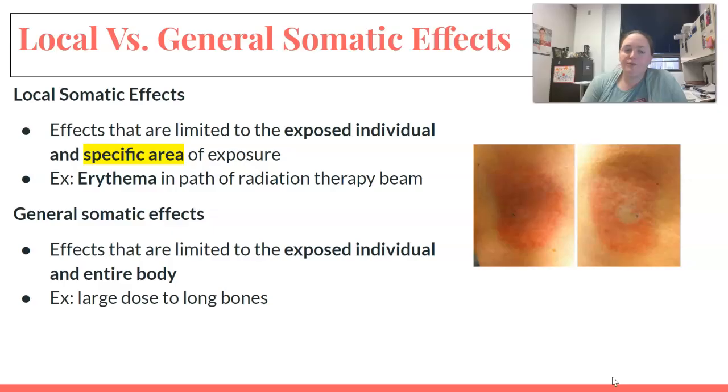Local versus general. So local somatic effects are limited to the exposed individual and the specific area. One of the main terms you're going to see here is erythema, or the reddening, say in the path of the radiation therapy beam, something like that. General somatic effects are, again, because it's somatic, it's the individual, but general could be the entire body.